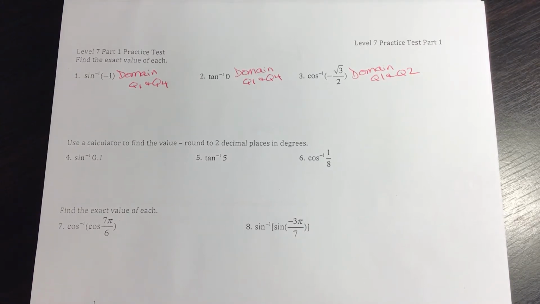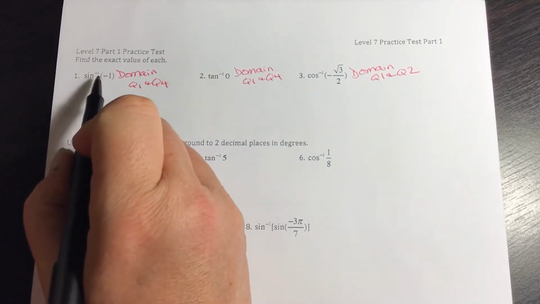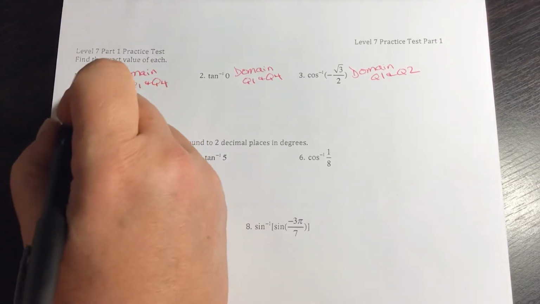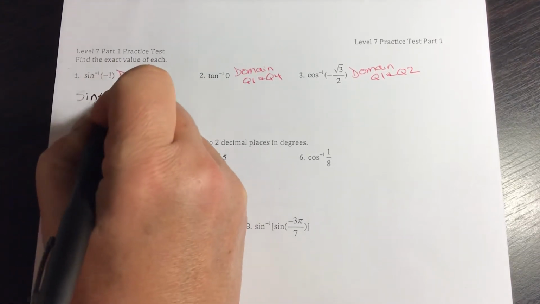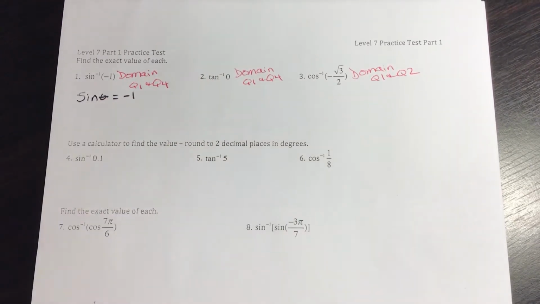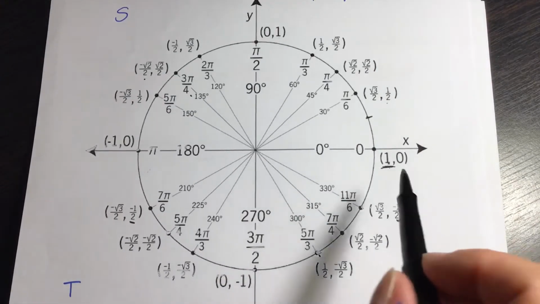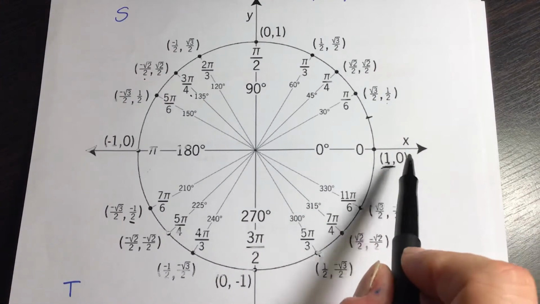So in the first section here, they're just asking us to find the exact value, which means we're not looking at a calculator, we're going to look at the unit circle. So this is saying sine of what angle is -1? And I want to know what angle has a sine of -1. So I'm going to bring in the unit circle. -1 would be the y coordinate.